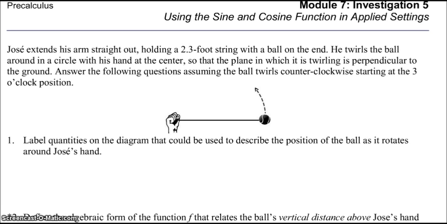Label quantities on the diagram that could be used to describe the position of the ball as it rotates around Jose's hand. So the ball rotates this way. And so when the ball is, say, right here, what quantities could we use to measure or describe the ball's position? The first thing that comes to my mind is an angle. So if we have our initial ray here, here's the terminal ray, and this angle theta, we could measure in radians or degrees.